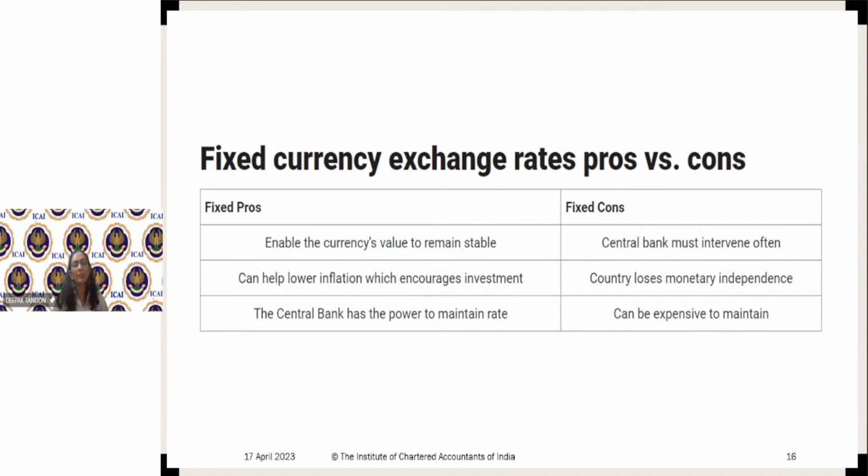What is the minus of this? The minus is that the central bank has to intervene quite often, because wherever the rate changes, the central bank has to intervene. The currency loses monetary independence. You do not have existence of your home currency; only the foreign currency matters. So your monetary system is very, very weak. It is only dependent on foreign currency, and if something goes wrong with that foreign currency, you're gone, no? So that's the risk you are exposed to when you go for a fixed currency exchange rate. And it is expensive also, because as a federal bank you will have to maintain that exchange rate.